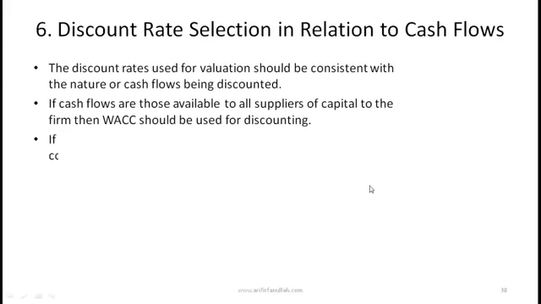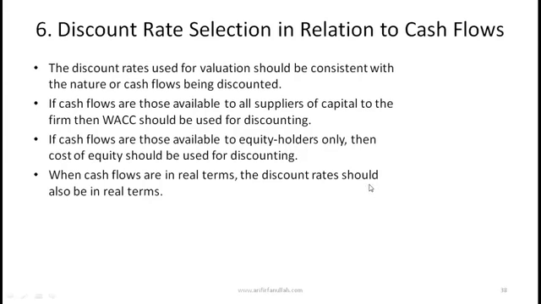Okay, and this is the last point, which is extremely important in general. What is the appropriate discount rate and the relationship between the discount rate you select to the cash flows? Discount rates used for valuation should be consistent with the nature of the cash flows being discounted. If cash flows are those available to all suppliers of capital to the firm, then WACC should be used. Okay, so if you are using free cash flow to firm, the discount rate should be WACC, because here we are considering both debt investors as well as equity investors, and WACC is the cost of capital for all investors.